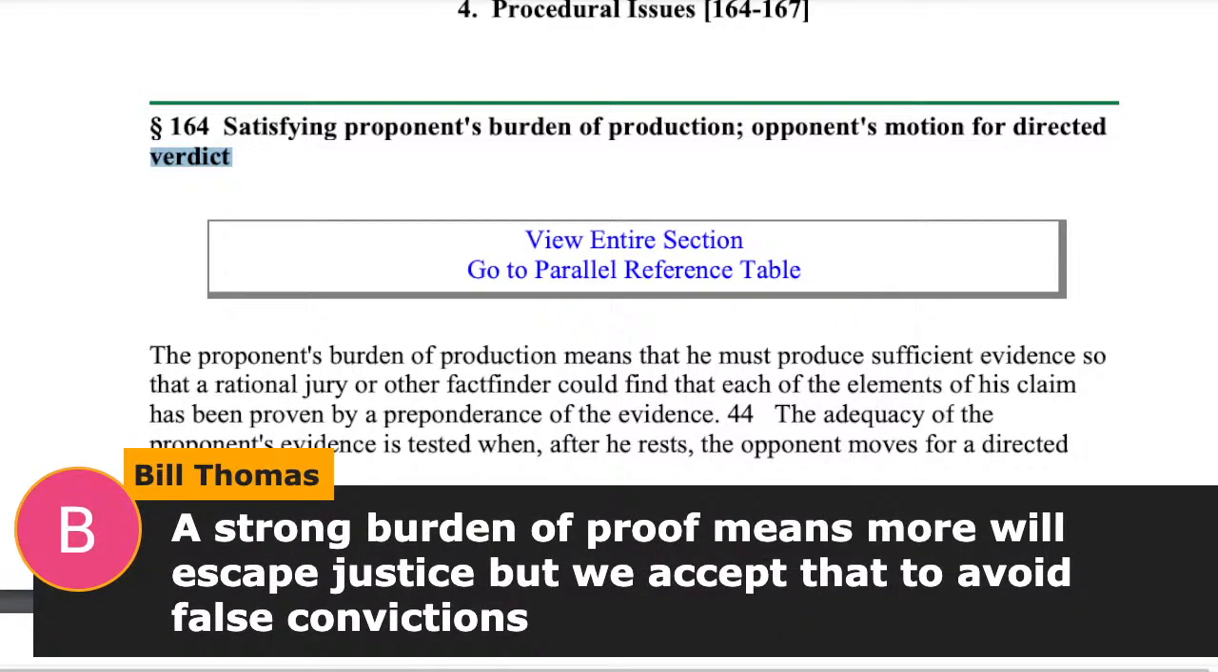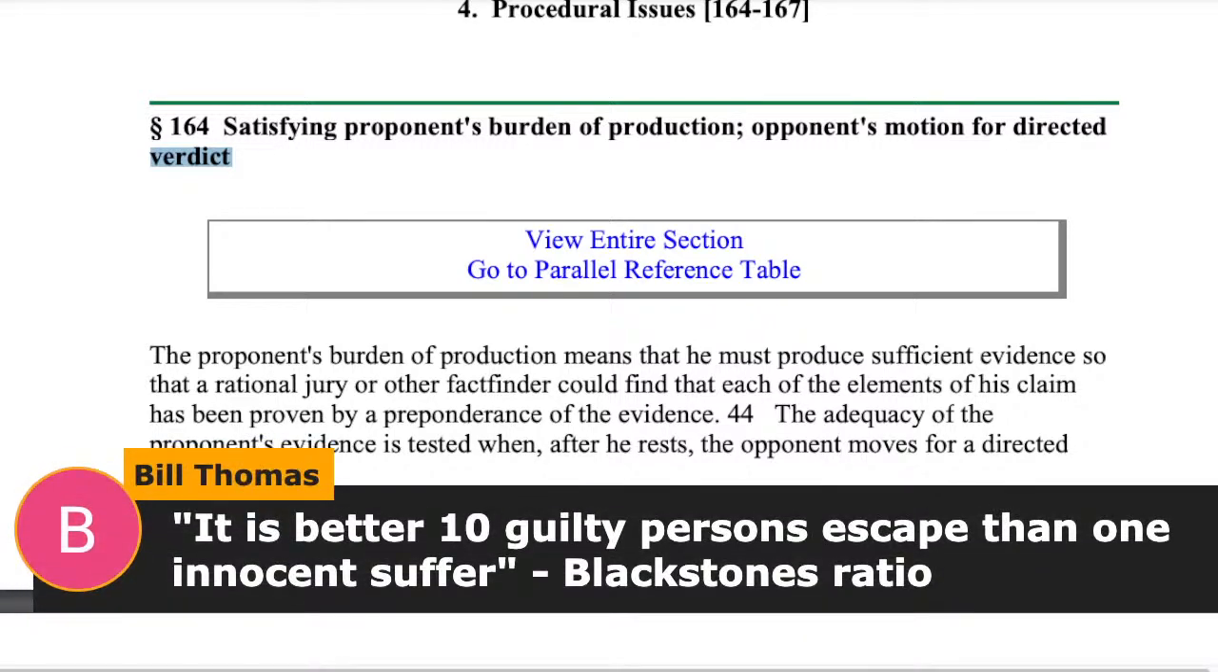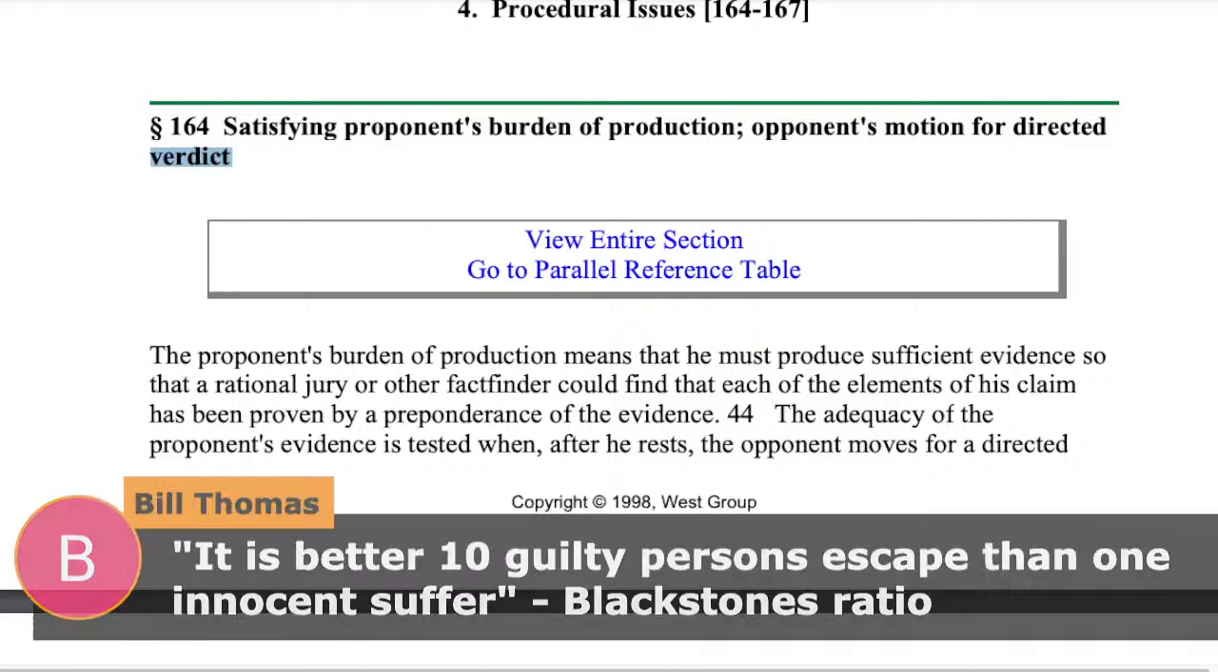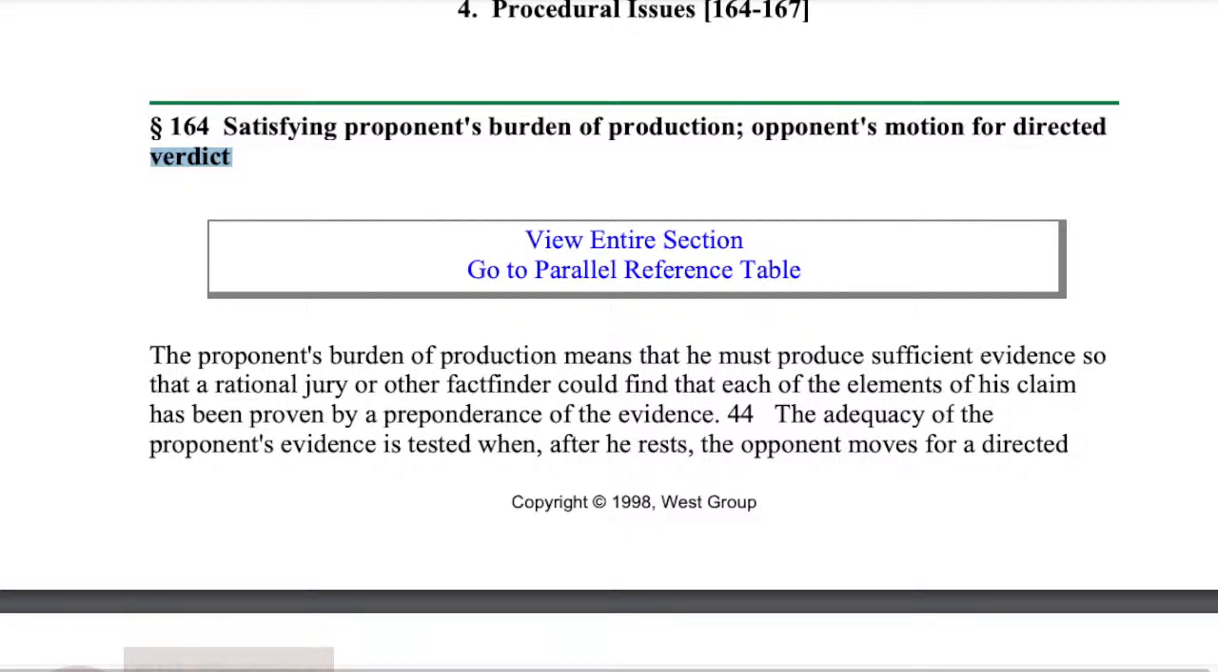Bill Thomas says, a strong burden of proof means more will escape justice, but we will accept that to avoid false convictions. And as it's stated there, it's already been, I guess you could say, presumed to some extent that there's a higher degree of error when there's a higher burden of proof. So it takes more diligence and vigilance when you're dealing with the more difficult of cases. It is better that 10 guilty persons escape than that 1 innocent suffer. Yep, Blackstone's ratio, indeed, and that goes to our common law. So thank you for that anecdote there. Let's proceed here. So we're on to satisfying the burden of production.